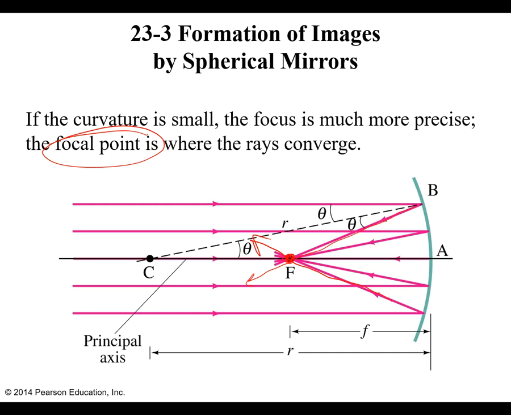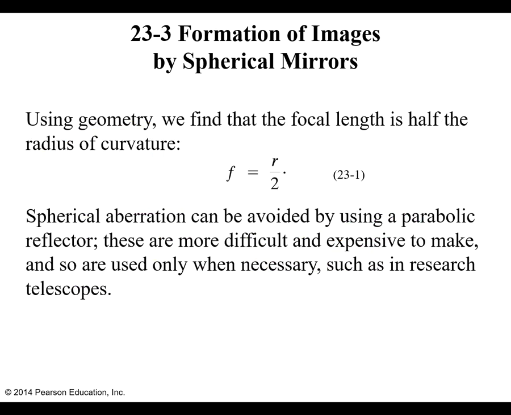Now, if we use geometry, we can find the relationship between the focal length and the radius of curvature. Radius would be the distance from the center of this imaginary sphere to the mirror itself. So there is a relationship between the focal length and the radius of curvature, and that is that the focal length is 1/2 of the length of the radius of curvature.